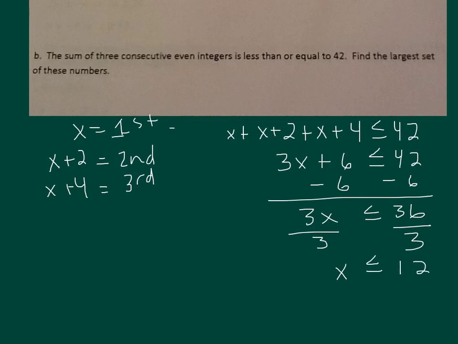So our first number is 12, our second one will be 14, and our third number will be 16, and if we add those together, 16 and 14 is 30 plus 12, 42. So the most it could possibly be is x would be 12, the x plus 2 would be 14, and the x plus 4 would be 16.